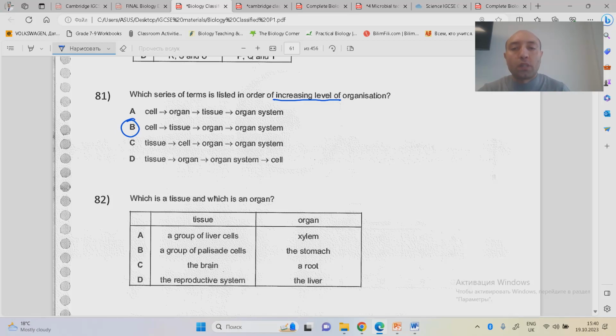Tissue, and which one is organ? Tissue is a group of liver cells. It is correct. Organ, xylem, false, because xylem is also tissue. A group of palisade cells, yes, it's correct. Stomach is also correct. Answer is B. In C, the problem is that brain is an organ, not tissue. And D, reproductive system is not tissue. It is made of many organs.